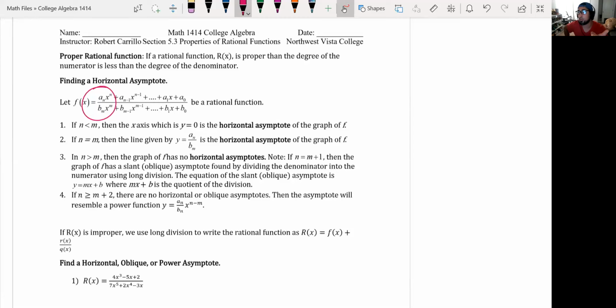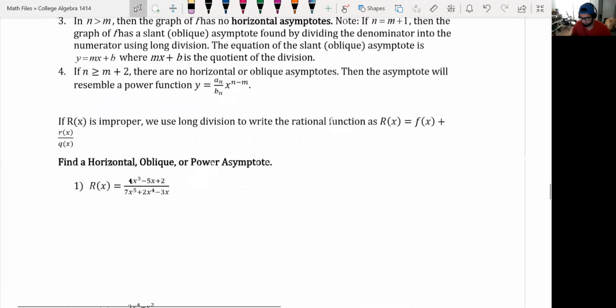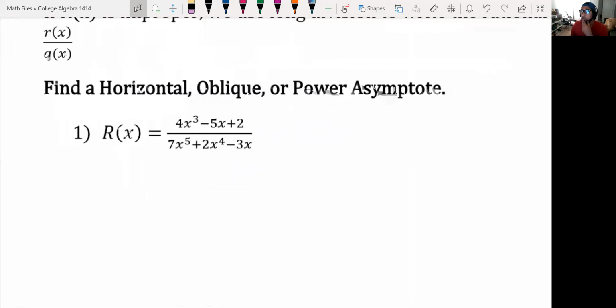So let's work some examples as we go through these. Look at number 1. Let's try to apply the first rule we learned. If it doesn't work here, then we'll look at the other rules. So rule number 1 said the degree of the numerator. What is the degree of this numerator? The degree of this numerator is 3. So we're going to say n is 3. And what is the degree of the denominator? 5.